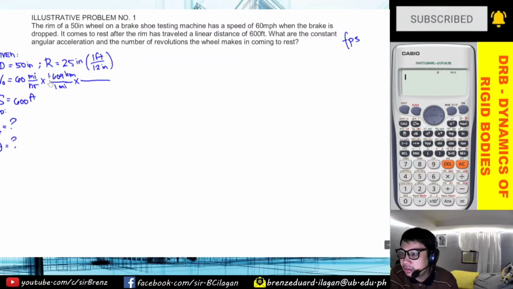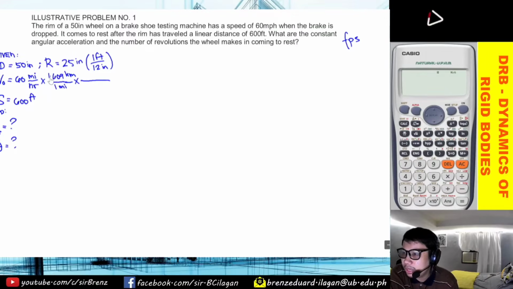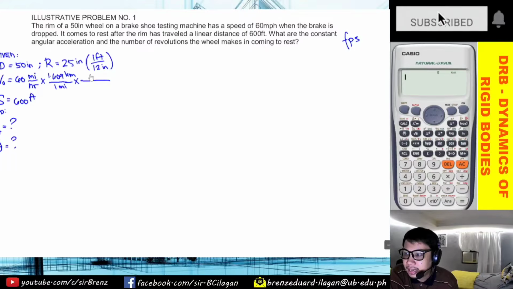Pero meron itong, hindi ko lang sure, 5280 yata. Yun yung unang pumasok sa isip ko. Pero hindi rin ako sure kung ano, so pa-check na lang din guys if yun nga yung direct conversion niya. Pero ito yung nasa ulo ko talaga.